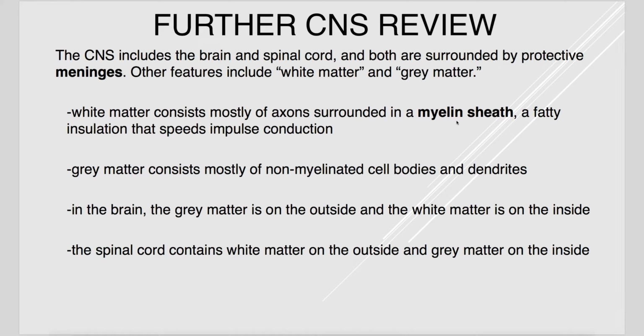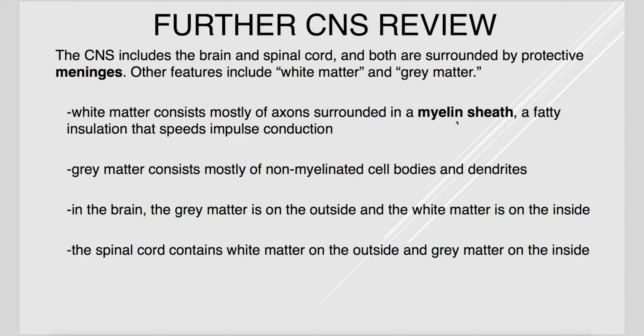Okay, so the central nervous system includes the brain and the spinal cord, and the brain and the spinal cord are surrounded by what are known as meninges, and these are protective coverings that surround the brain and the spinal cord. The meninges include the dura mater, the arachnoid mater, and the pia mater. The pia mater is directly on the central nervous system tissue itself. Outside of that is the arachnoid mater, and then the dura mater is the outermost of the meninges.